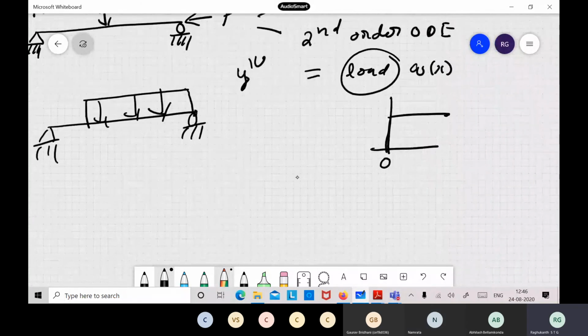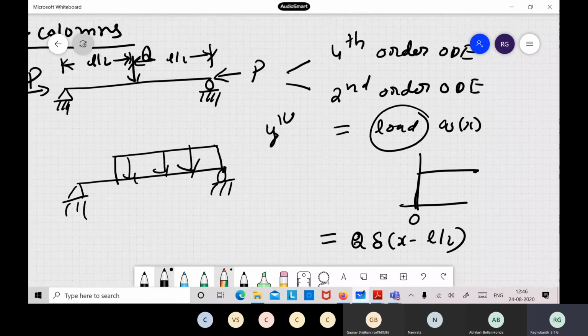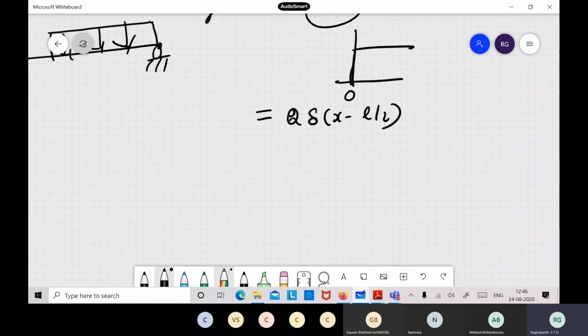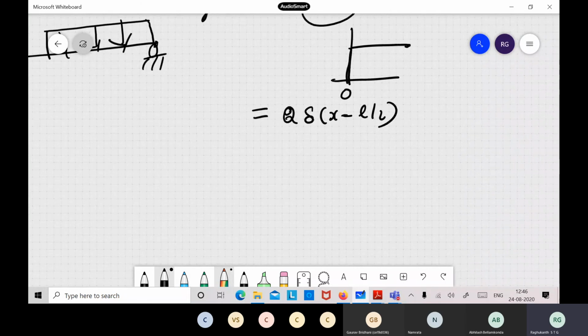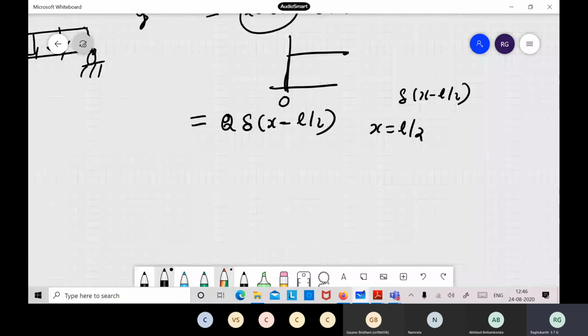So we write it in terms of q times the delta function, because this load is acting at L by 2. And what is the property of the Dirac delta function? When x is equal to L by 2, what happens? What is the value of the Dirac delta function? 1 at that point? Be careful. What is the definition of Dirac delta at x equal to L by 2? It is not 1. What is the value?